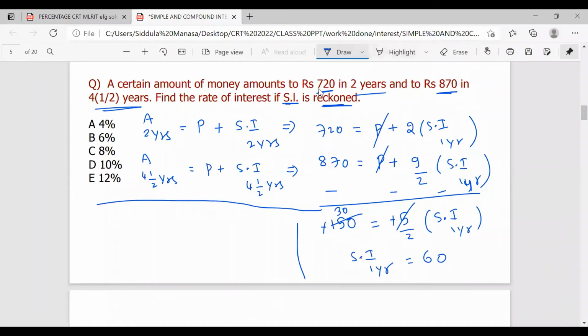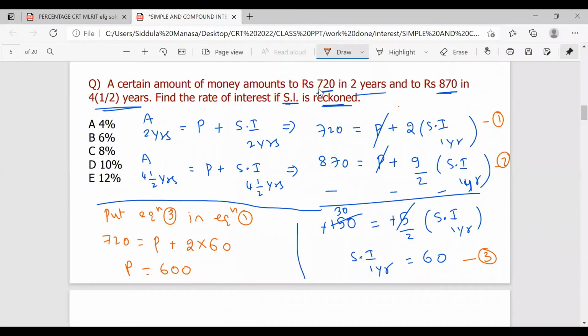Now what I am doing here, next, if I say this is equation 1, this is equation 2. So put equation 3 in equation 1. So what I'll get? 720 is equal to principal plus 2 times simple interest for 1 year, which is 60. So from this, principal, 720 minus 120 will become 600.